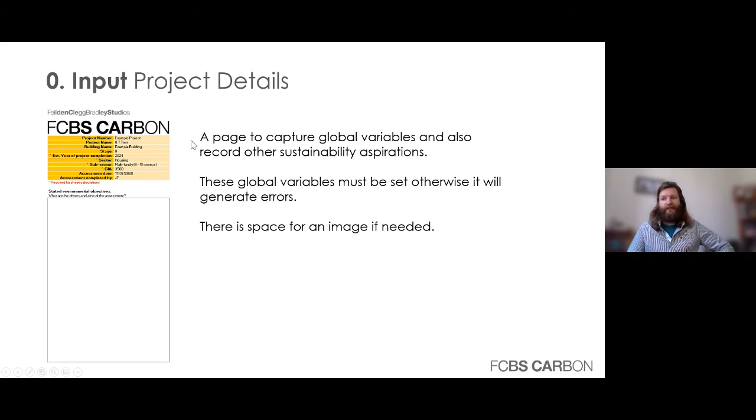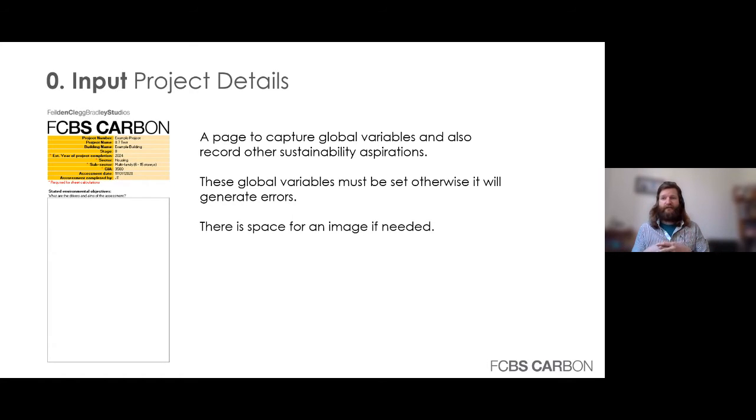Input all this, import all this is super important. If you don't put in the year of completion, it will come up with errors. It is doing clever things in the background, it's modeling 100 years of your building. We've only got a few limited typologies. We've got housing and offices. Both are kind of fine.